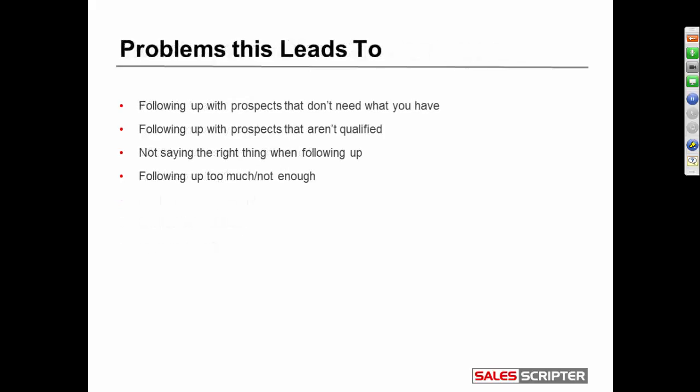And if you end up going through those cycles and have those questions, the problems that can arise from this are, you end up following up with prospects that don't need what you have. So what I would call these are low qualified or unqualified prospects, and you're basically wasting valuable time trying to call them. You might also end up not saying the right thing when you do follow up with a prospect, because you might follow up with them and they push you out 3 months, and maybe there's something different you could have said to where they don't push you out for 3 months.